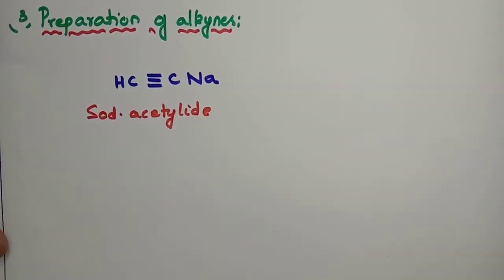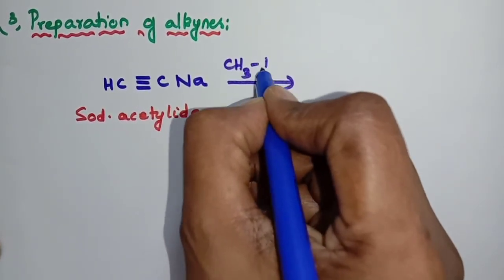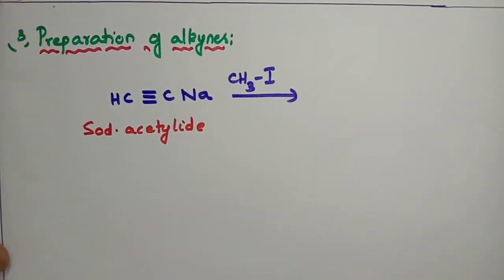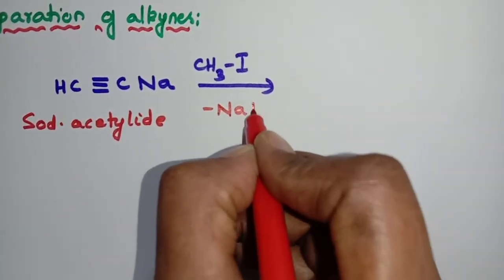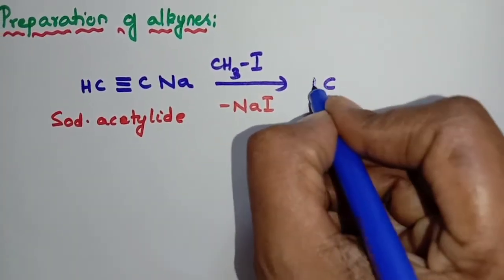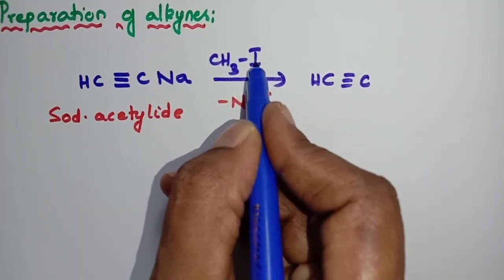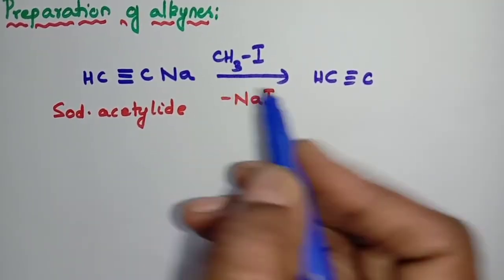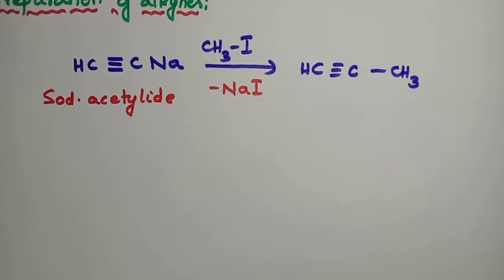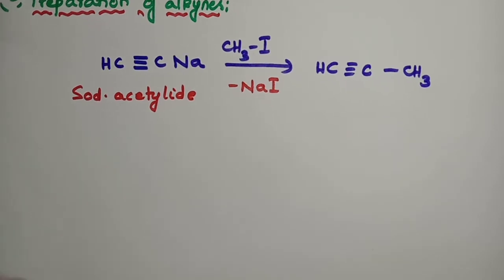Okay. So this on treatment with CH3I, that is methyl iodide, what happens? This Na and this I come out as NaI, resulting in the formation of CH≡C. Now Na is not there. It has come out with iodine as sodium iodide. So what is remaining? CH3. We get CH3 here, which is called propyne. Okay. So this is about the preparation of alkynes from alkyl halides.